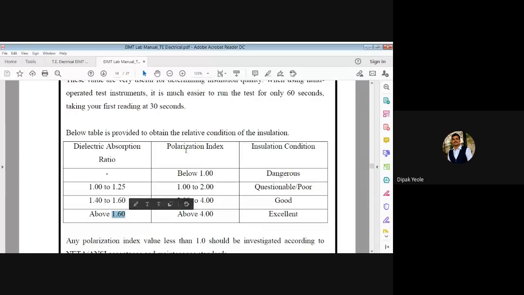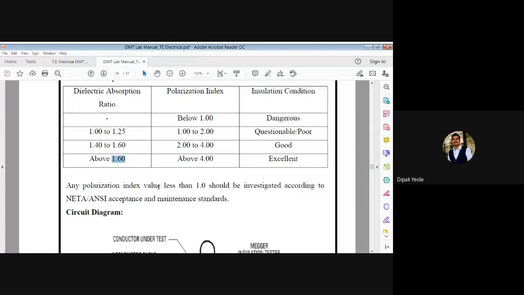This is the table I brought from home. I have used this table as the standard, and this also has an IEEE standard. Yes. Now any polarization index value less than 1.0 should be investigated according to NETA or ANSI acceptance and maintenance standard. Just a minute.